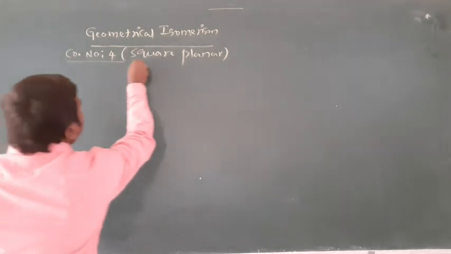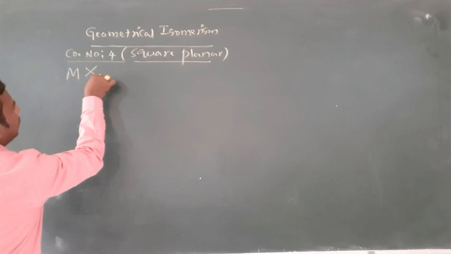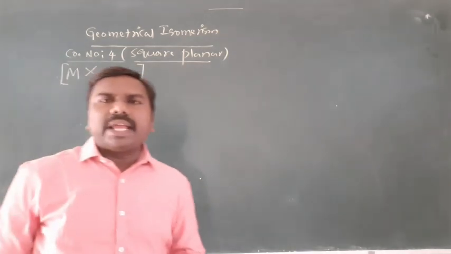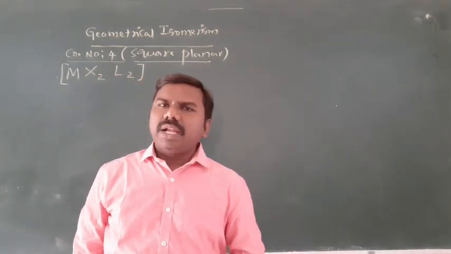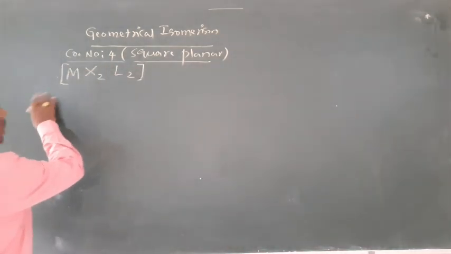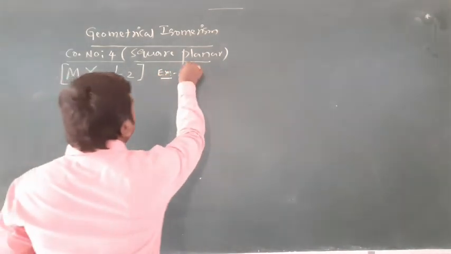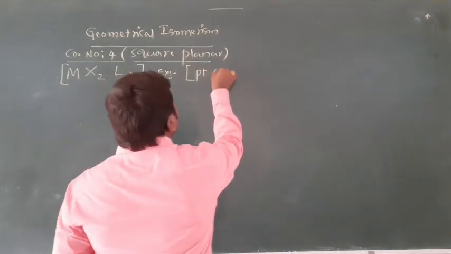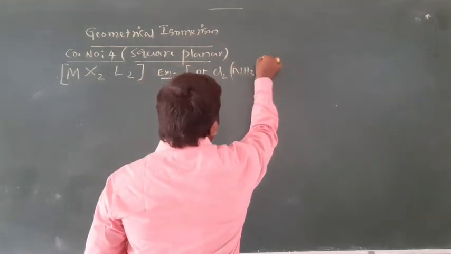So the general formula will be M X2 L2. So 4 ligands, 2 X and 2 L, both are unidentate ligands. Example: I am writing an example here for this type of formula. So Pt, palladium, Cl2, NH3 twice.